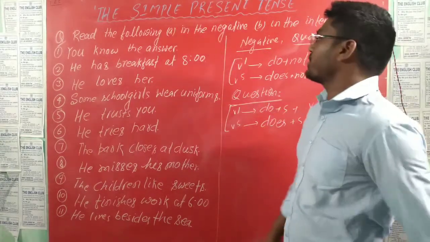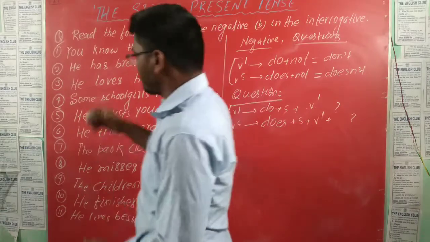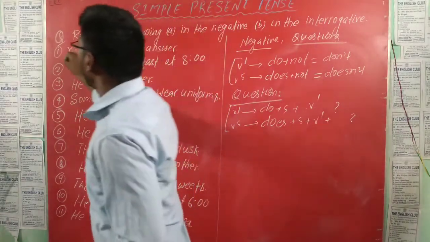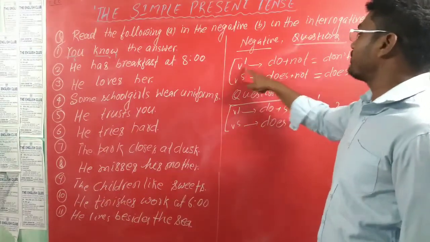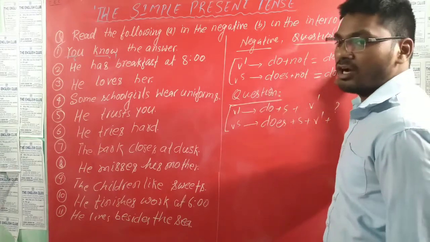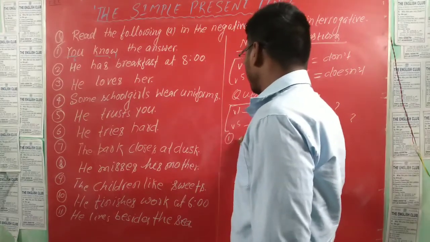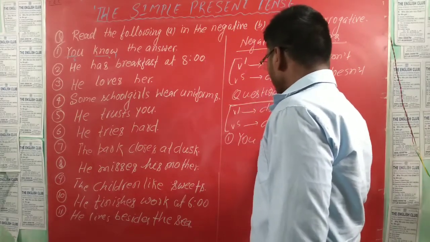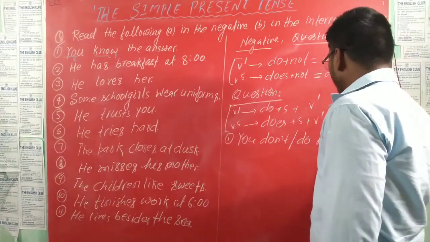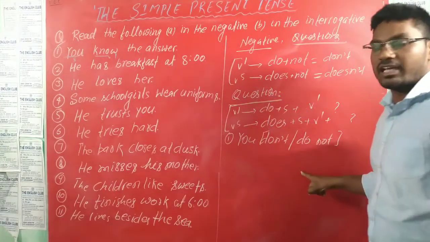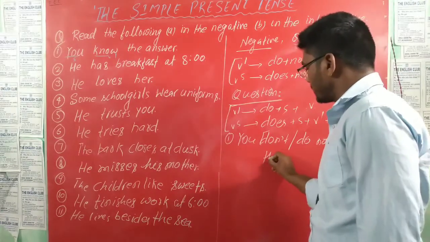So here I am going to do one. You know the answer. Negative will be formed because after the subject there is the V1 form. You is the subject, know is the V1 form. In case of negative we have to use do plus not, and it will be don't, or you can mention separately do not. So the answer: negative, you don't know the answer, or if you want, do not. Both are considered equally correct. So you don't know the answer. This is the correct way.